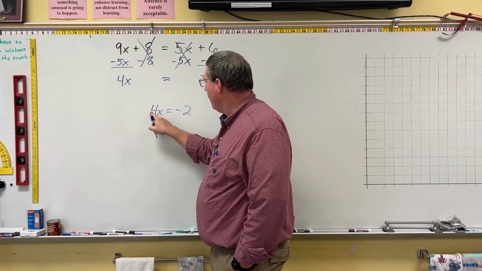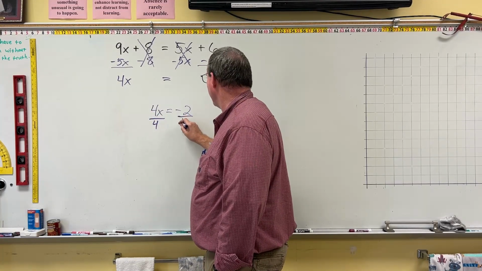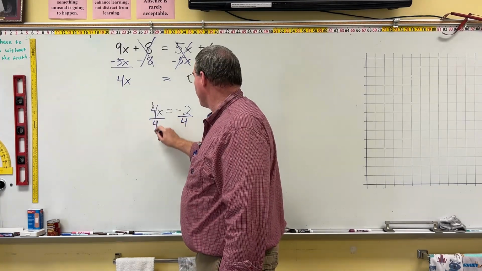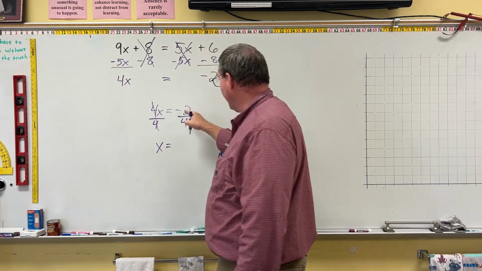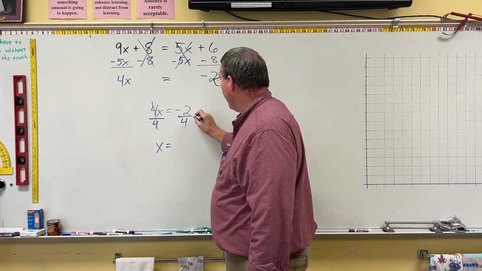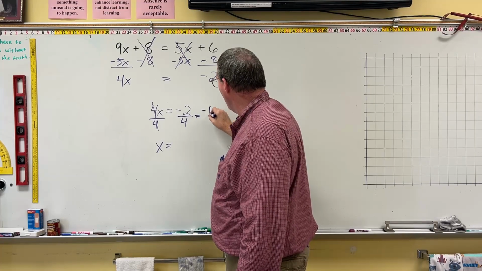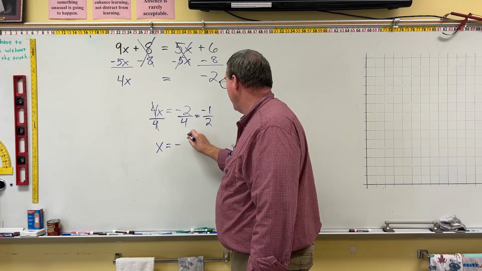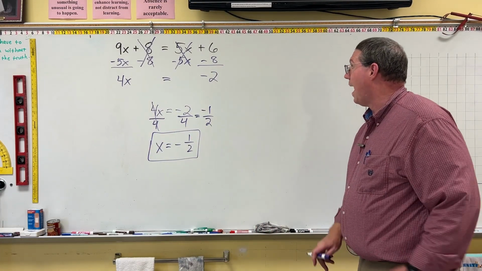Now, in order to get rid of the 4 in front of this x, we divide by 4, and we have to do the same thing on the other side, divide by 4. 4 divided by 4 is 1, so that cancels, and we have just 1x, or x. And then over here, we have negative 2 over 4. Now, 2 and 4 are both divisible by 2. And so negative 2 over 4 is the same thing as, well, negative 2 divided by 2 is negative 1. And then 4 divided by 2 is 2. So this is the same thing as negative 1/2. And our final answer is x is equal to negative 1/2.